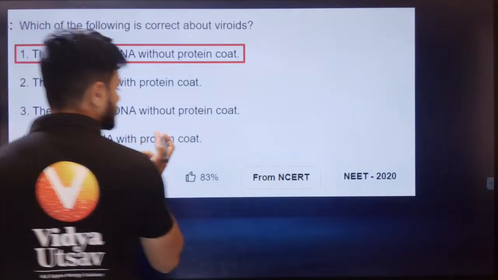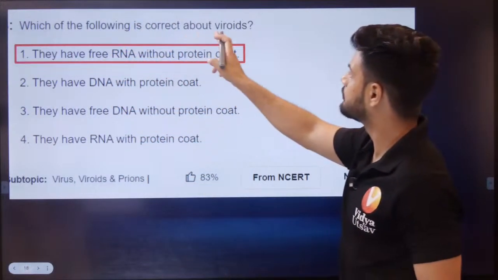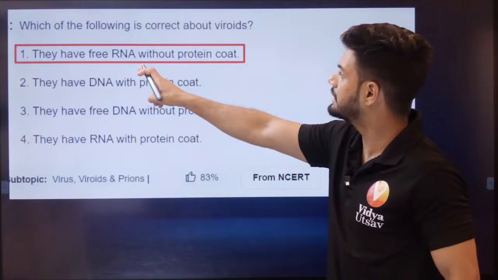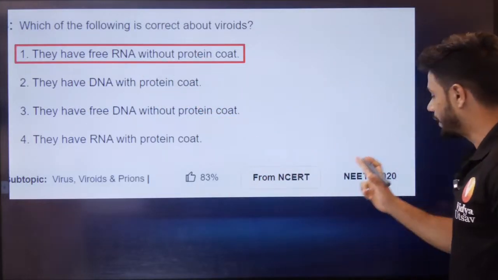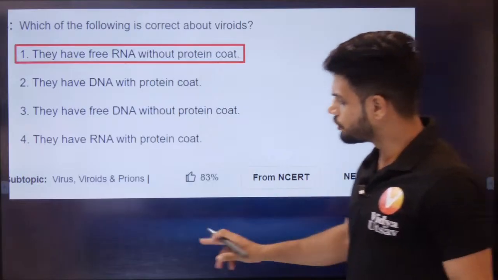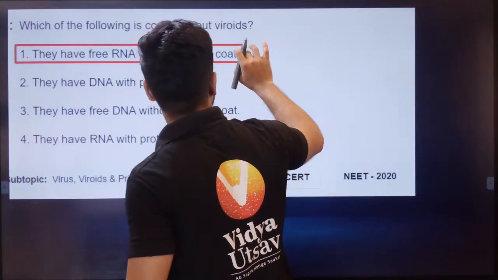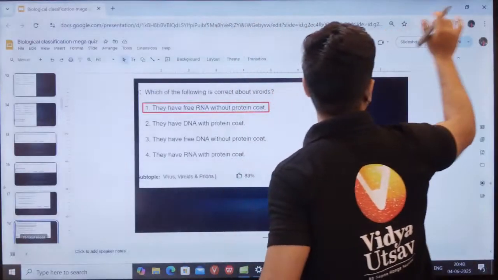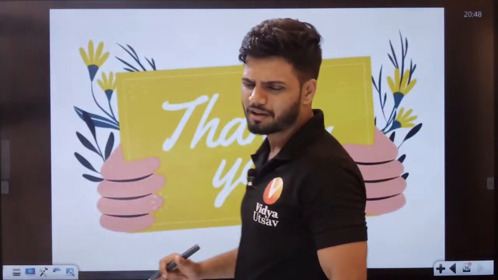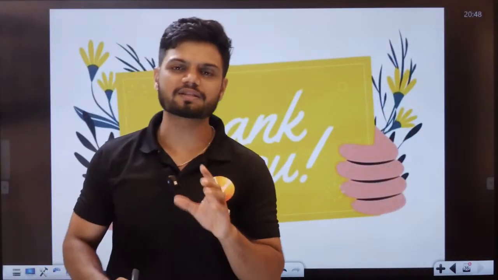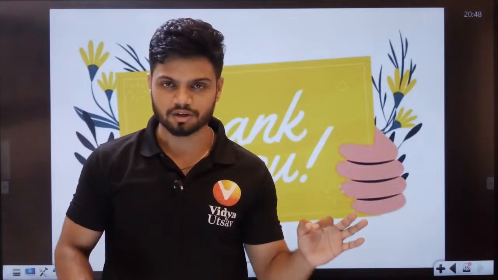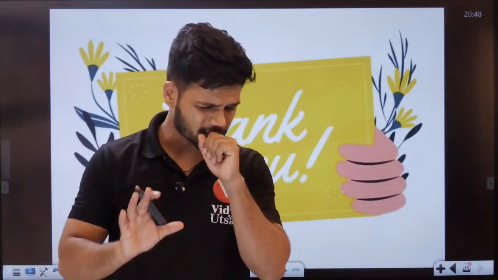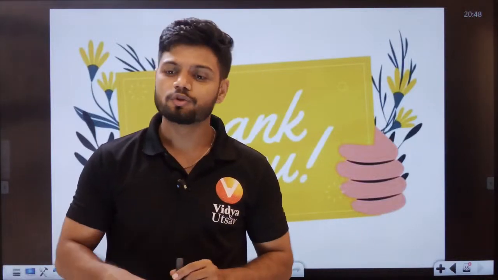Look at this question. Which of the following is correct about viroids? They are free RNA without protein code. Very easy question. This is from NEET 2020. Okay, friends, don't worry. All of you revise and come once. We will do it, because there's no point in making you solve questions if you have not studied. Okay, so revise the chapter and come. I'll tell you in advance which chapter I'm teaching, doing quiz that day. You can read and come.